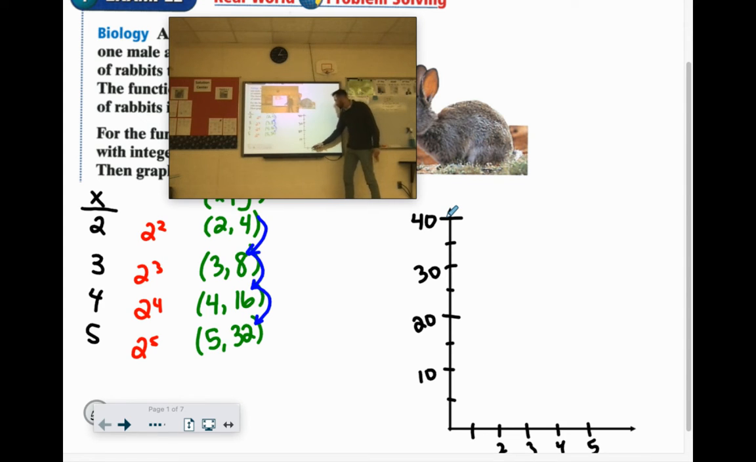But if it was 1, what's 2 to the first power? It would be 2, right? So there would be a dot at 1, 2, which would be about here. At day 2, it was up to 4. Day 3, it went up to 8. Day 4 was at 16, is about there. And day 5 was up to 32. Now day 0, they don't really include here, but 2 to the 0 power is 1. So that kind of doesn't really work for what we're dealing with here. But this will give you a nice curved line up.